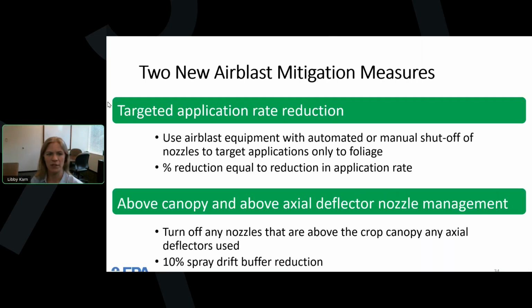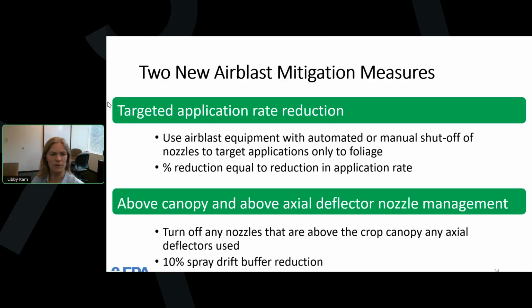The last mitigation measures I'll cover today are two new drift mitigation measures. These are both exclusively for air blast applications. The first is a targeted application rate reduction. This is somewhat similar to using targeted application technology for ground boom applications, where nozzles are turned on and off to target spray to foliage. And this results in a reduction in the overall application rate. In this case, targeted air blast application uses equipment that has either automated or manual human sensing to turn nozzles on and off to target orchard foliage and skip the areas in between trees.